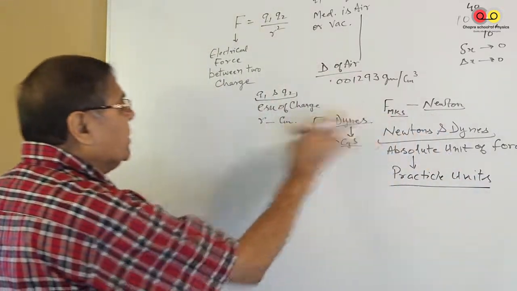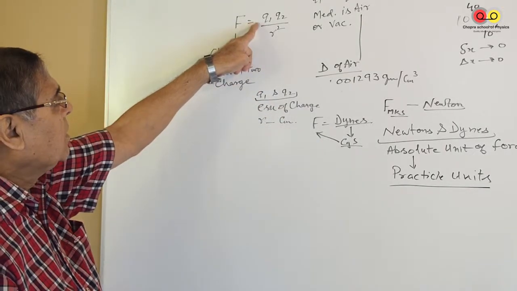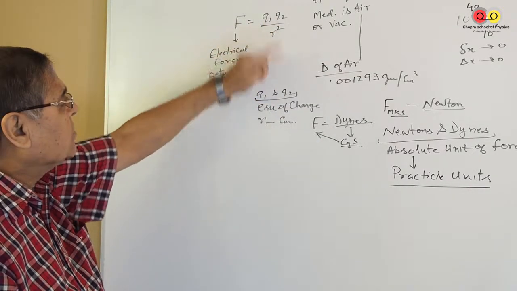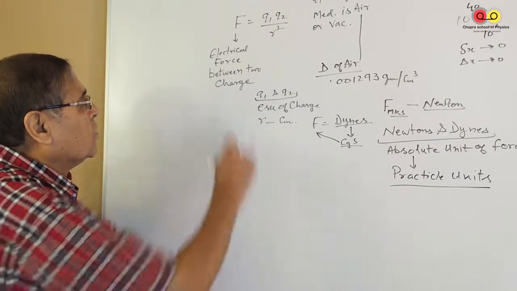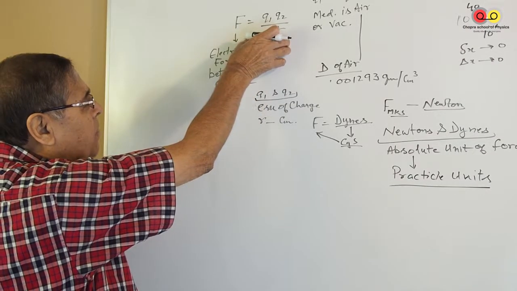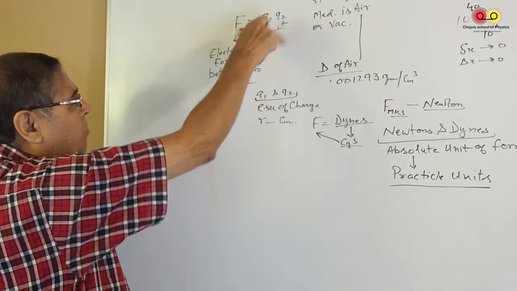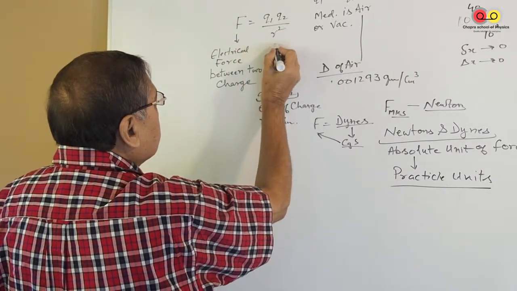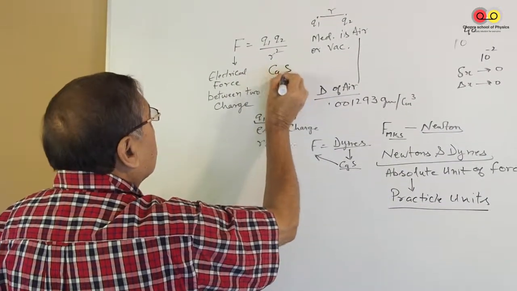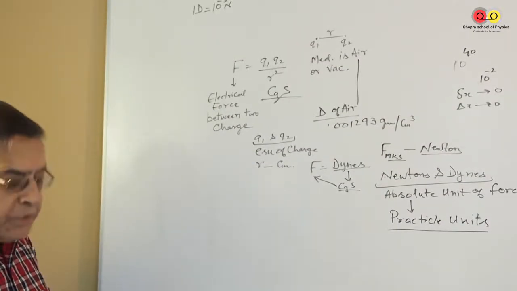So these are some units. F must be in dynes or newtons, Q1 and Q2 must be in ESU, and R must be in centimeters. So this is how we use this formula. If we put the values here, then all calculations will be in the CGS system. The formula is used in the CGS system. So I hope this formula is clear to you.